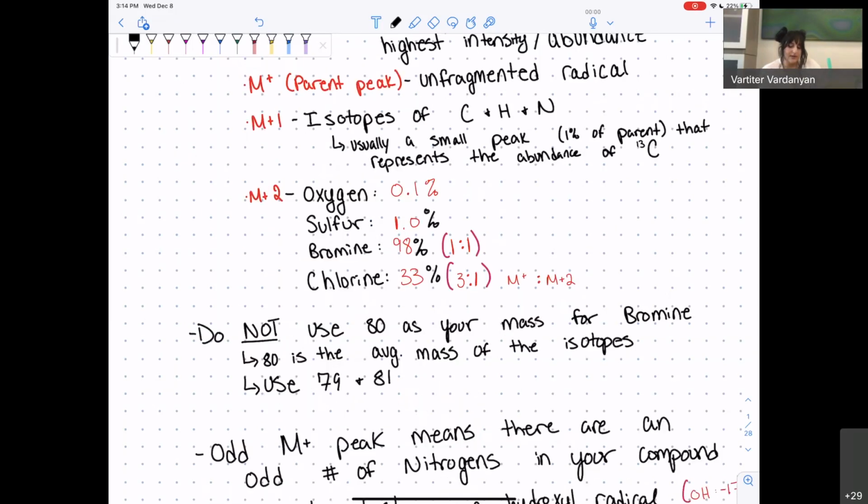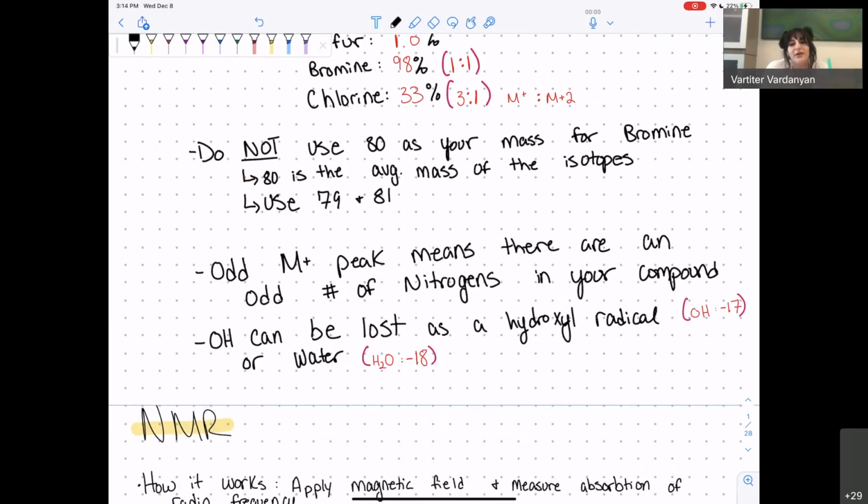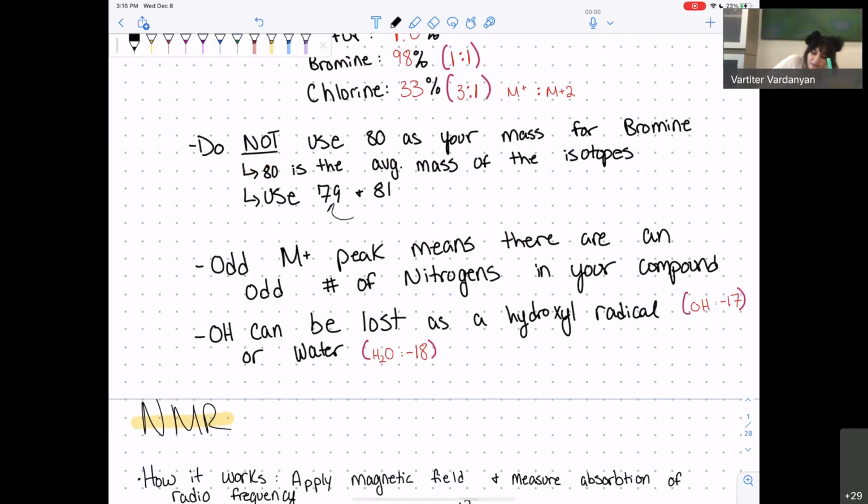Okay. So it says here, do not use 80 as your mass for bromine. 80 is the average. Use 79 and 81. What this means is if you're calculating the mass of a molecule that has bromine in it, in order to find the M plus peak, you use 79 for the mass. In order to find the M plus 2 peak, you use 81.